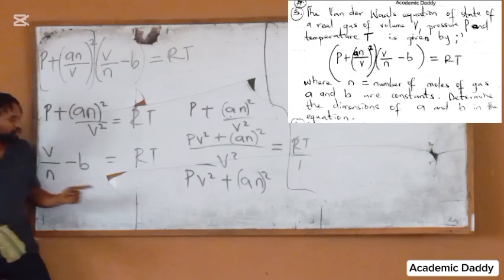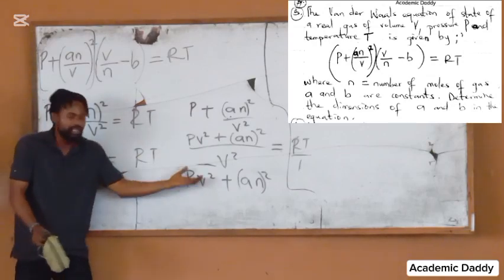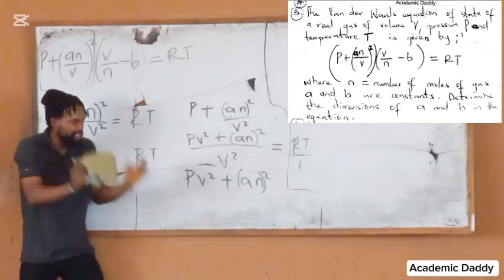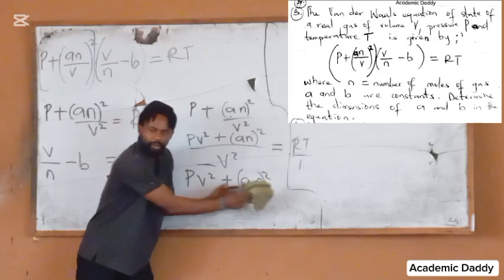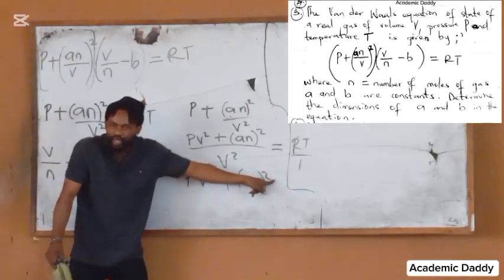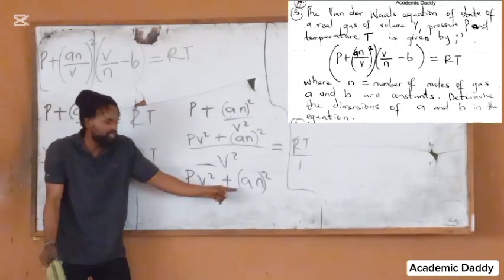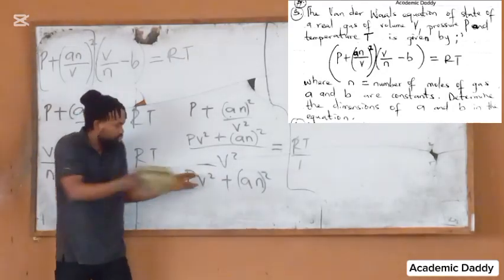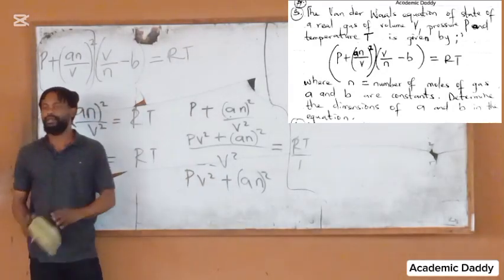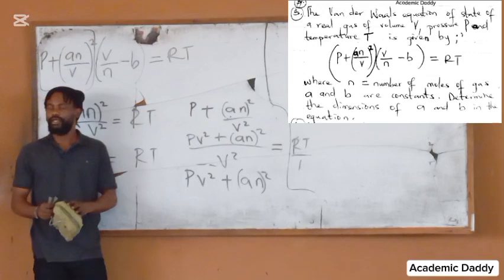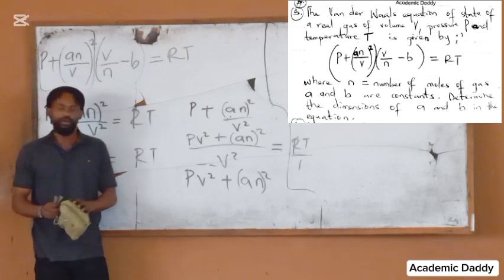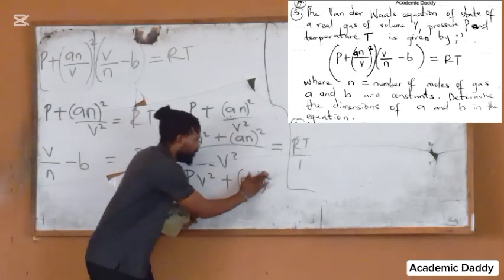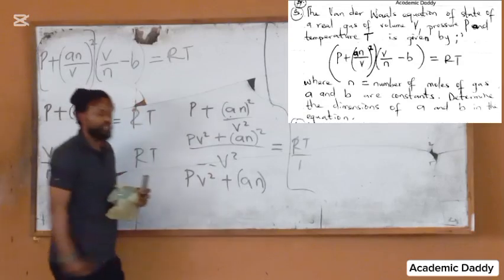And how do we obey our rule? We say anything we get here is going to be the same thing with what we have here. But notice that this one is having AN square. The only way you can make this a subject of the formula is by taking the square root of what you have here. Is it confusing? But see, first of all, let's say I have just AN.